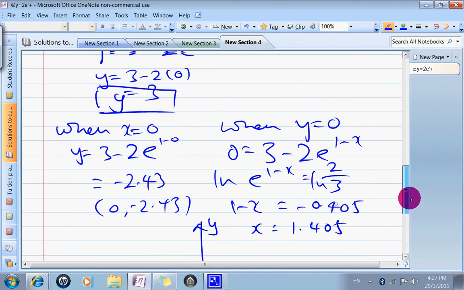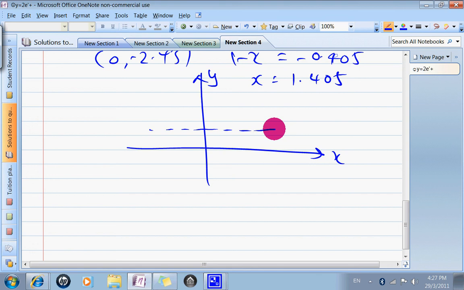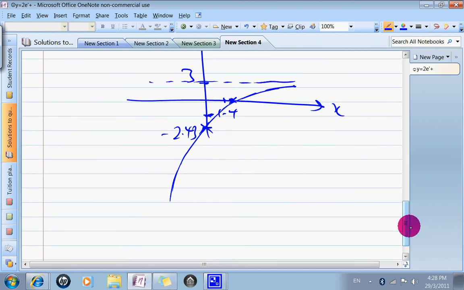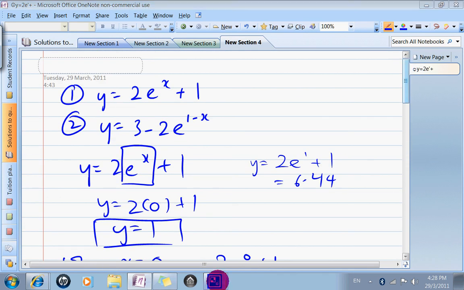Now again draw the y-axis. Okay, where's the asymptote? The asymptote is y equals 3. You cut the x-axis at 1.4, and the y-axis you cut at negative 2.43. So you must pass through these 2 points, and therefore the curve is, okay, you must remember that the curve is always like a sandpit, and you must draw a slide, and that will be it. Okay, so that's a graph of exponential.